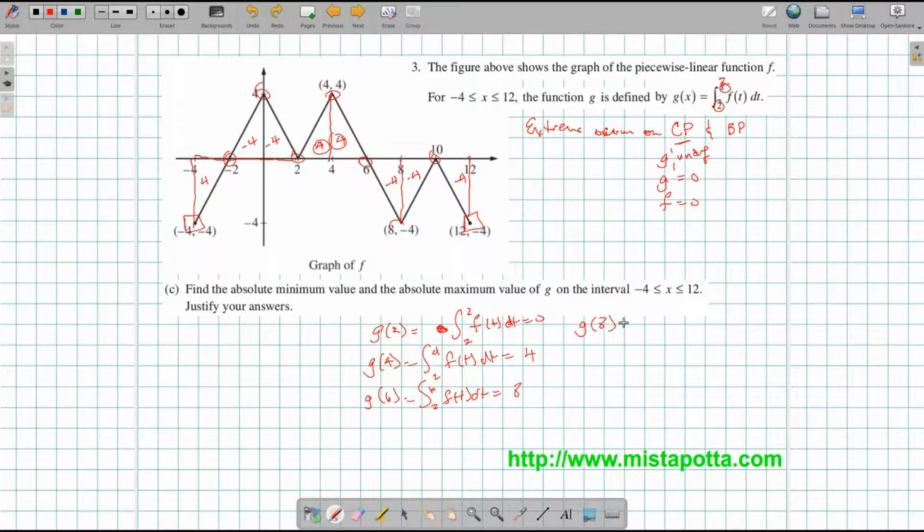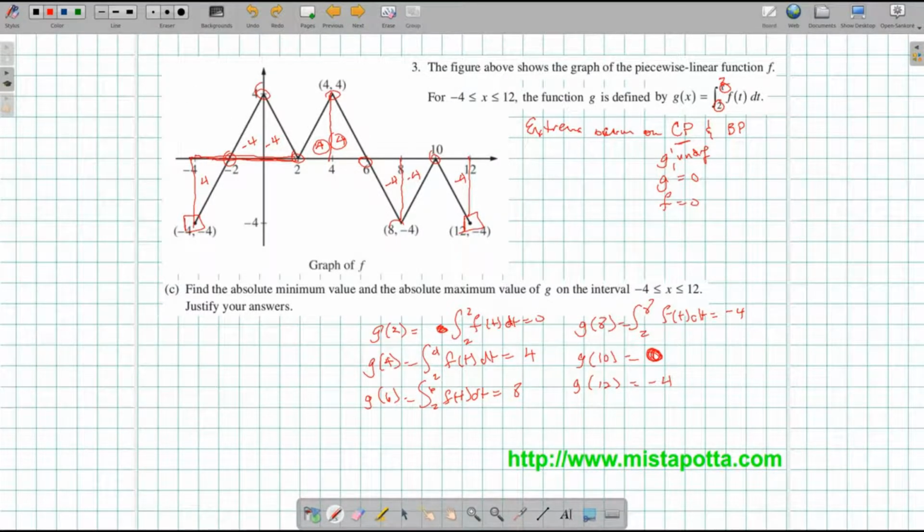G of 8 is going to be the integral from 2 to 8 of f of t dt, but for us that's going to end up being negative 4. G of 10 is going to be 0 again, and G of 12 is going to be negative 4. So now I need to take a look at what's happening on this domain as we go backwards.